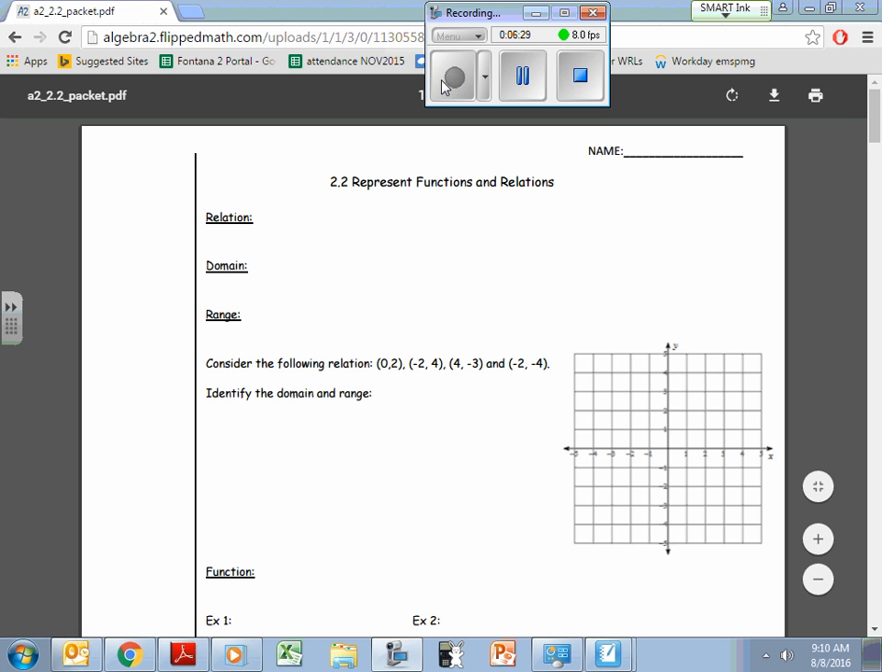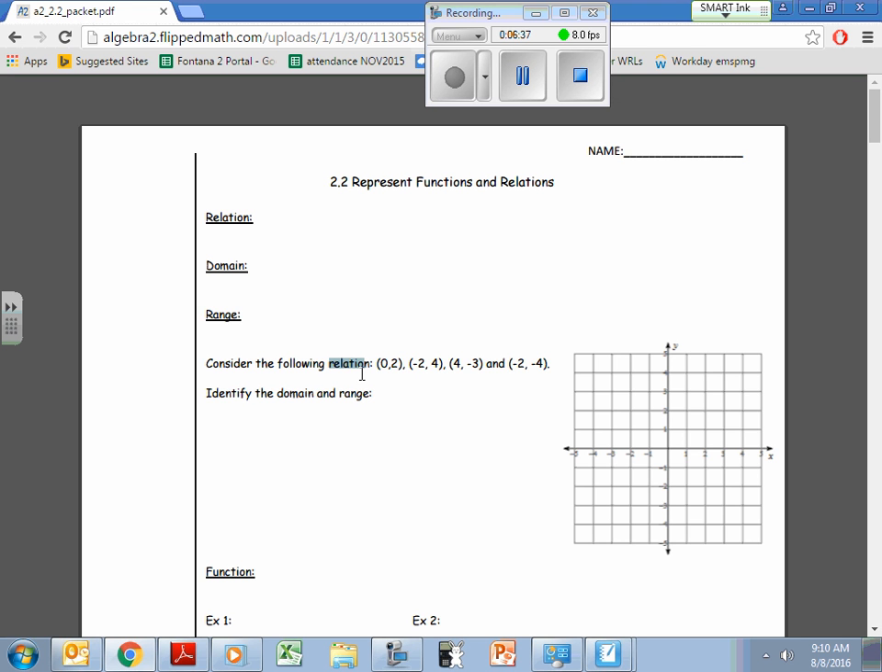Can anyone say whether this relationship or relation, they call it relation, not relationship, is a function or no? Is it a function or no? No. I heard a couple of no's. Let me go back table. I felt like I heard one back there. Hey, back table, whoever said no. Why no?